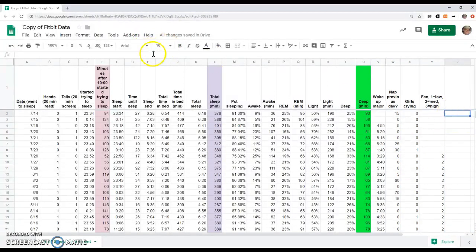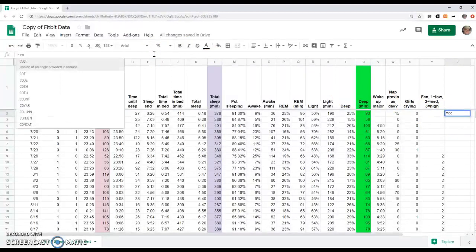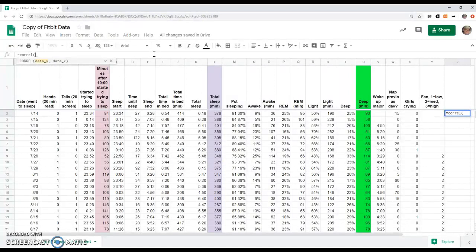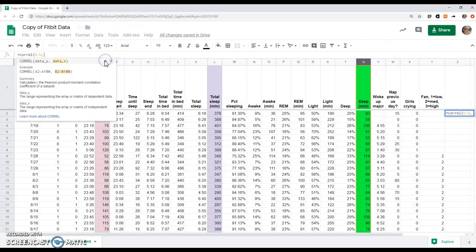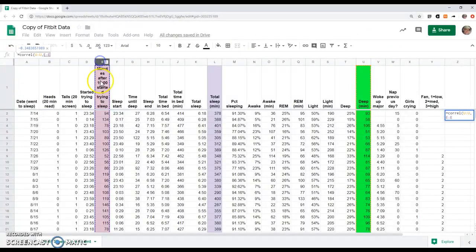Running a correlation is extremely simple. It's an equal sign, CORREL, parentheses, and then we just select one set of data and the other set of data there, end parentheses, enter. That gives us our correlation coefficient. It's usually represented by a little r. Sometimes it's called Pearson's correlation coefficient. But it's a specific description of the degree of connection between the time I start going to sleep and the amount of deep sleep I'm getting.